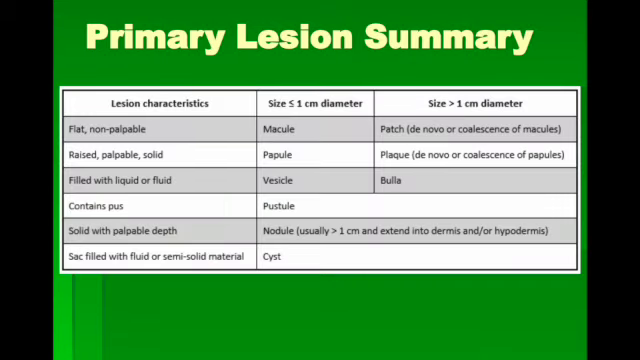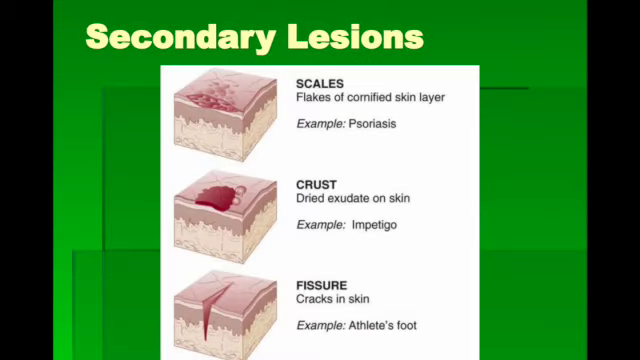Here's a little bit of a summary. Feel free to pause and read through that. As far as secondary lesions, these are associated changes to the primary lesion. So this could be like scaling, where there's flakes of the cornified skin layer, as you might see in psoriasis. You can see crusting, which is a dried exudate on the skin, like you might see in impetigo, which we'll go into more later. Fissuring, when there's actually cracks into the skin that you might see in athlete's foot, or tinea pedis.